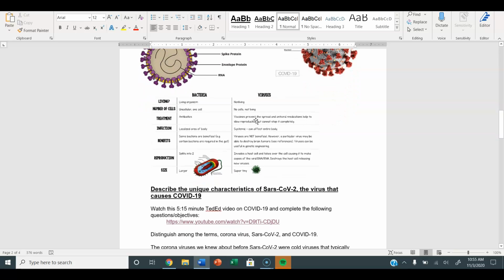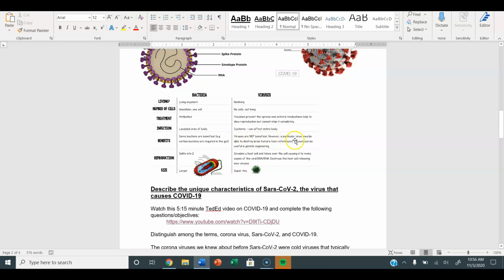I put a little summary here to describe the differences between bacteria, which are actual cells, and viruses. Remember, bacteria are living, viruses are not. Bacteria are made of cells, viruses are not. Bacteria are sensitive to antibiotics because they disrupt the metabolic machinery. But viruses have to infect a host, so the virus itself is not affected by antibiotics. The host might be. Some bacteria are beneficial, some cause diseases.